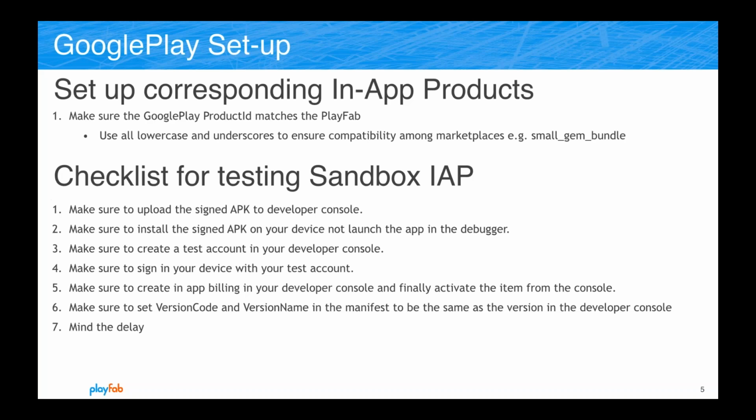and talk a little bit more about the Google side of things. So you saw the item get set up with Small Gym Bundle as the ID, and then here we're just calling out that, you know, make sure that those match in your Google Play Developer Console. All lowercase and underscored title IDs are nice because both Apple and Google support that format. There are some restrictions, I believe, from one or the other store. I know they all support underscores and all lowercase. So that's easy to keep those in sync. And like I said before, the ID has to match wherever they are listed in the various marketplaces.